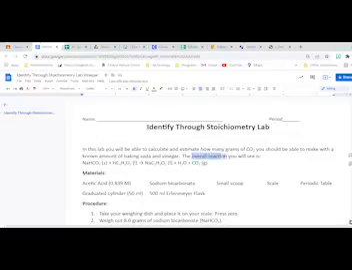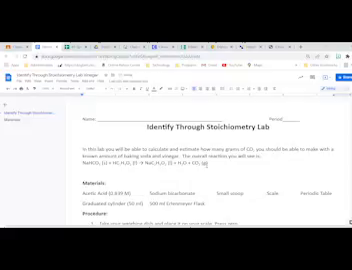All right, so let me go ahead and bring you a little closer to our lab sheet here. Okay, so you should have your lab sheet. So here is our lab sheet. It's from Classroom. So if you didn't know where it was, if you haven't printed it, it's sitting here on Classroom right here under Unit 5, Identify through Stoichiometry Lab.